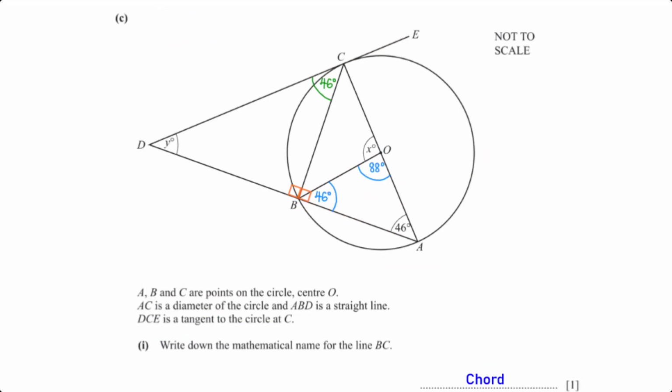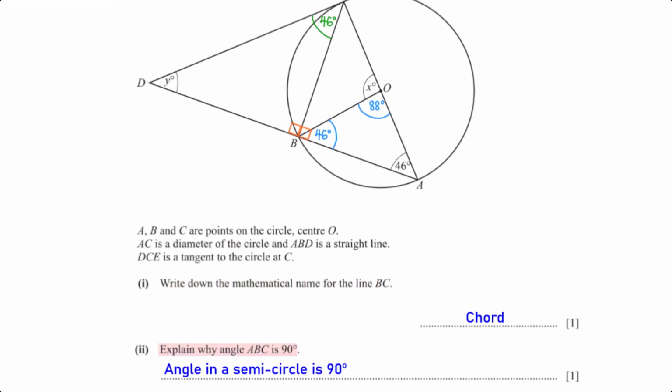A, B, and C are points on the circle center O. AC is a diameter of the circle and ABD is a straight line. DCE is the tangent to the circle at C. Write down the mathematical name for the line BC. BC is a chord. A chord is simply any line that connects two points on the circumference of a circle.